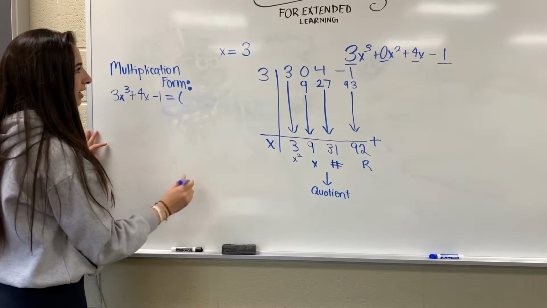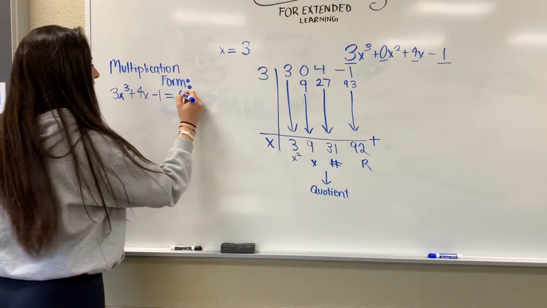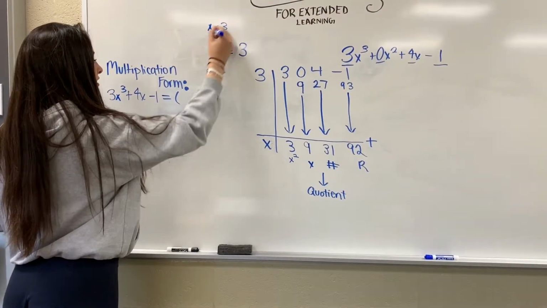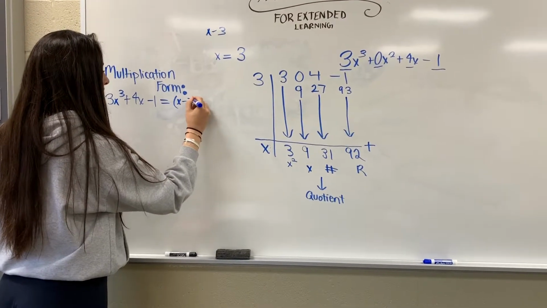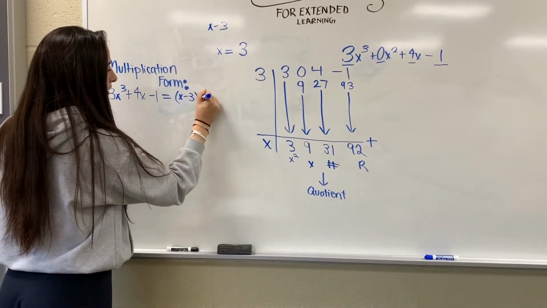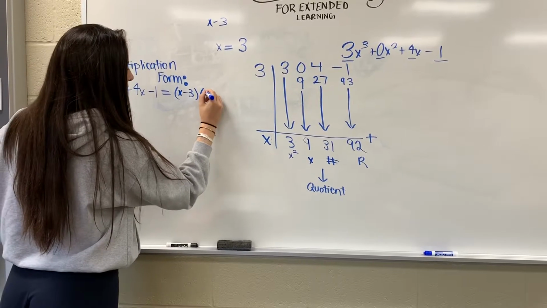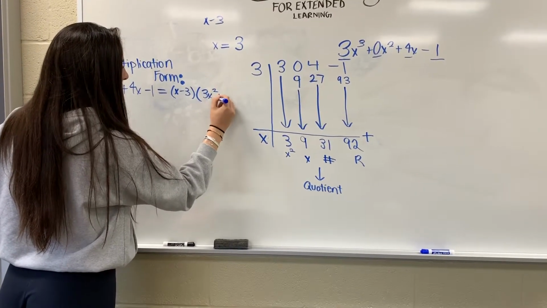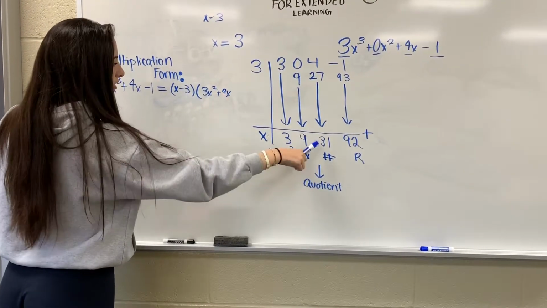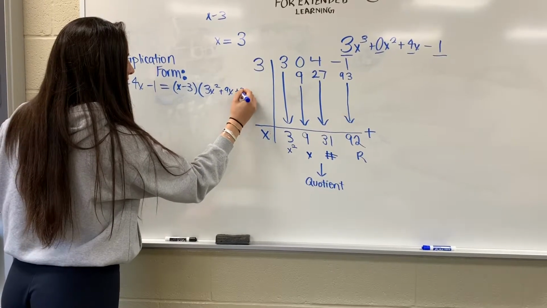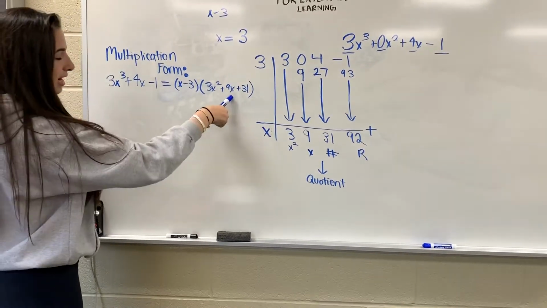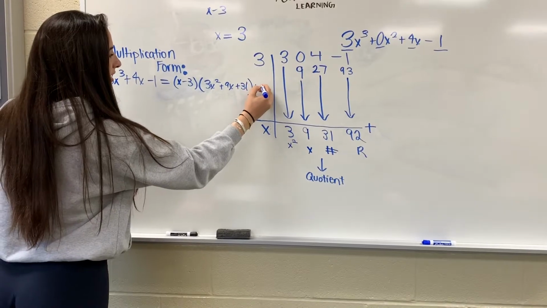then you want to put a bracket around your binomial, which was initially x minus 3, so that's what we're going to place. And then we're going to multiply that binomial by our quotient, which is 3x squared plus 9x plus our constant, which is 31. And then outside of that bracket, we want to put a plus and then our remainder.